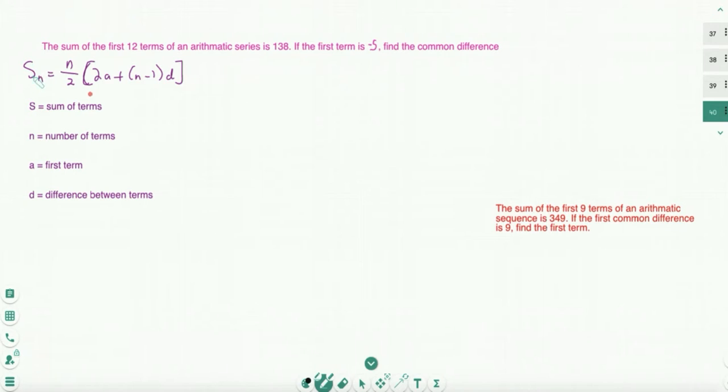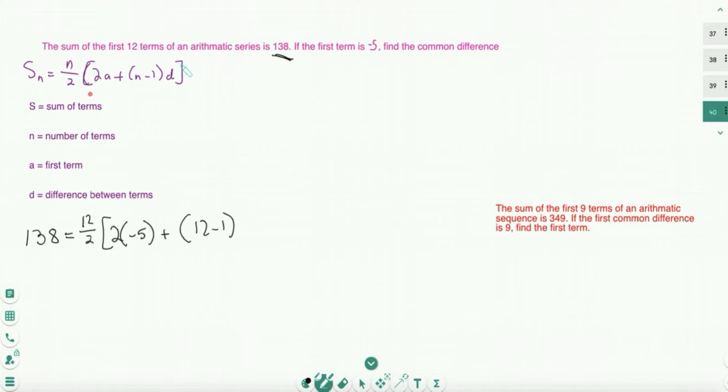S, the sum. Do we know the sum of the terms? Yes, the sum of the first 12 terms of an arithmetic series is 138. So 138 is equal to n over 2, where n is the number of terms, the first 12 terms, so n is 12 over 2, times 2 times the first term. Well, the first term is negative 5, plus n, the number of terms, is 12, minus 1, D.